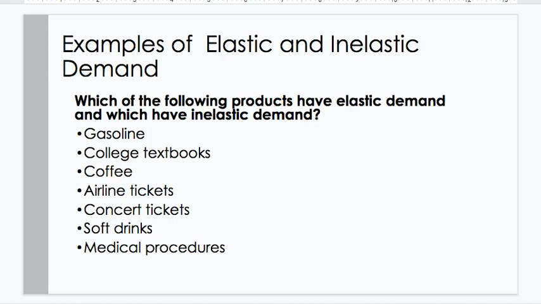Examples of elastic and inelastic demand. Which of the following products have elastic demand and which have inelastic demand? Gasoline, college textbooks, coffee, airline tickets, concert tickets, soft drinks, medical procedures.